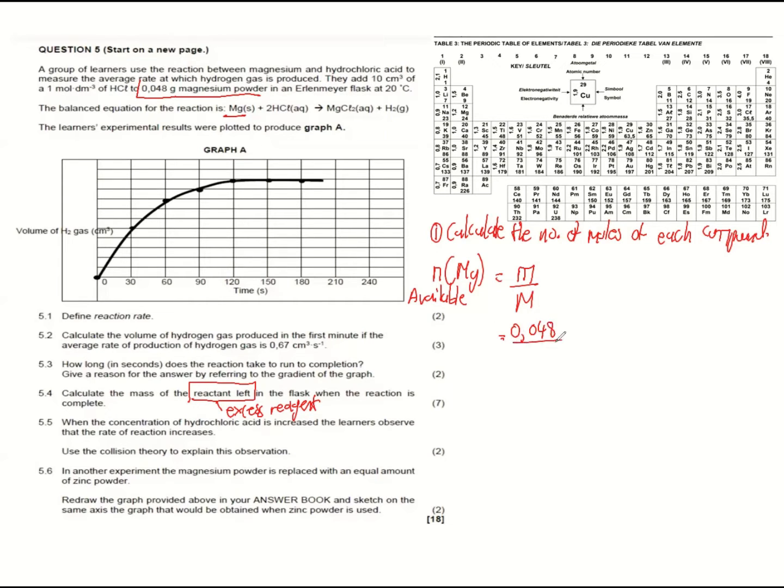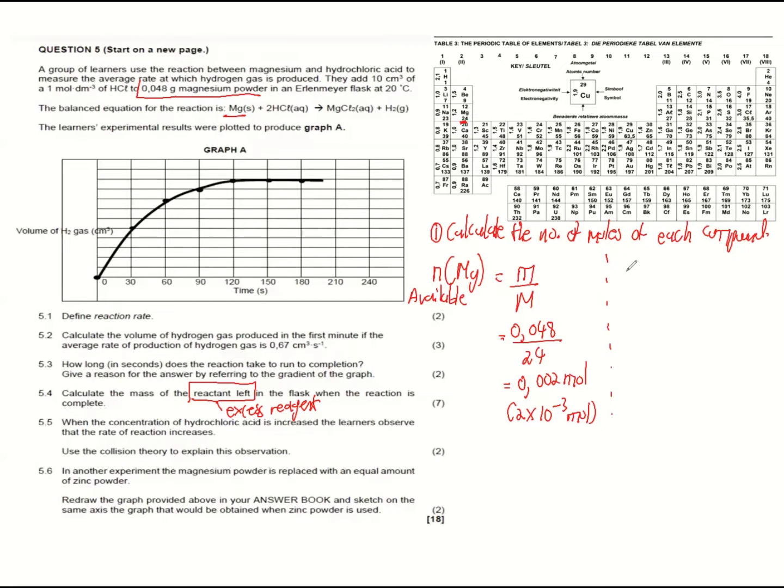The mass is 0.048. And then our molar mass is what? 24, as we can see right there. So you're going to grab your calculator, 0.048 divided by 24. Your calculator will give you 0.002 mole. In scientific notation, that's 2 times 10 to the exponent of -3 mole. Both of these answers are correct. They represent one and the same thing.